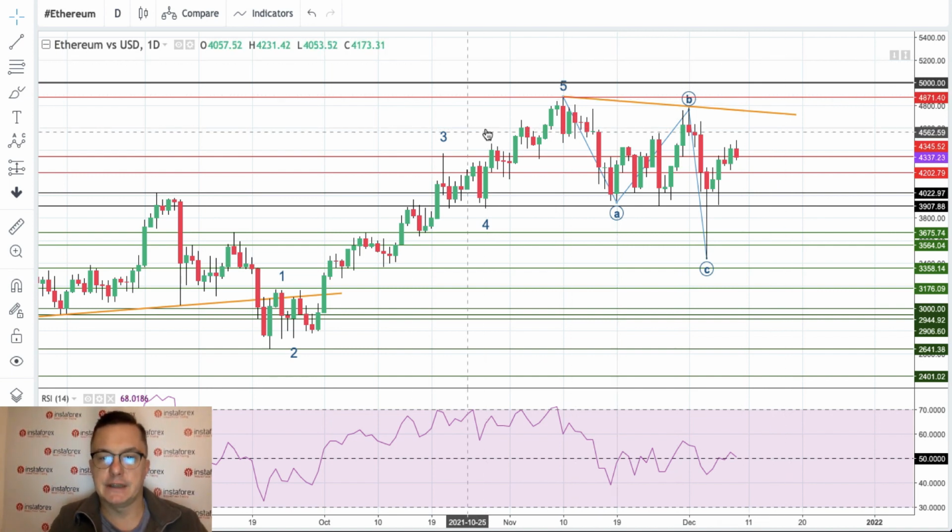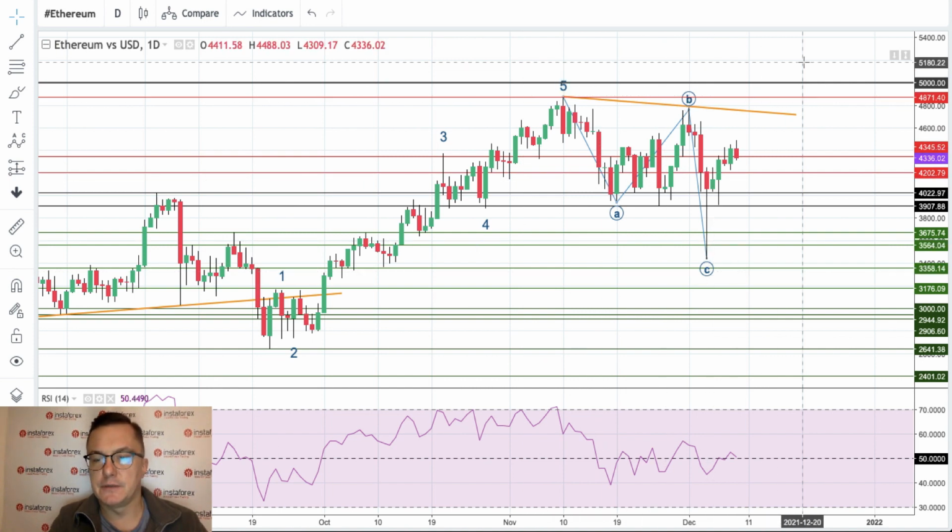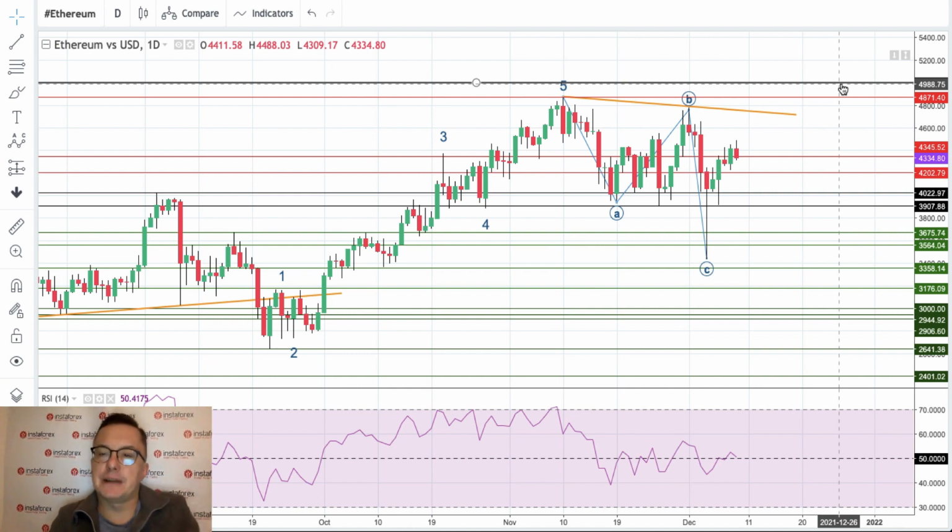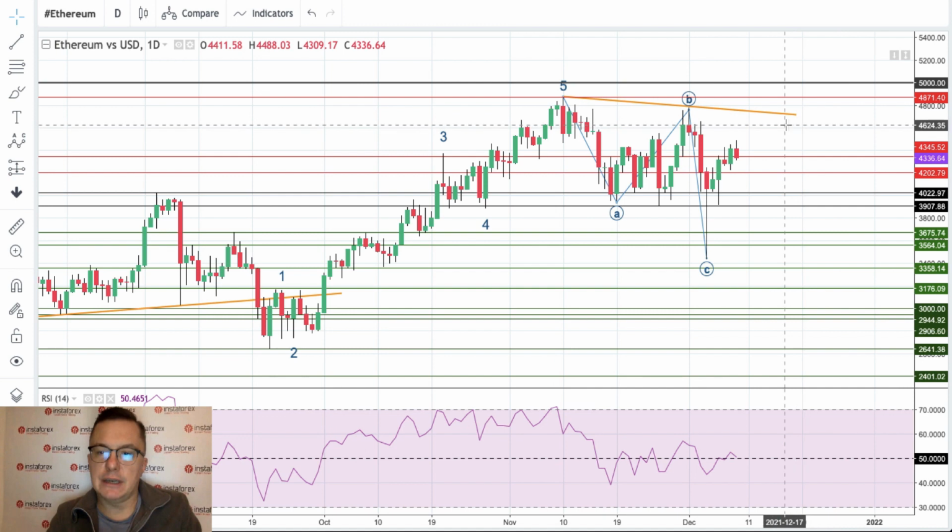So if this is, let's say, wave 1, this is ABC corrective wave 2, we are now looking for wave 3 to the upside. But first we need to break above this golden trend line, and we need to break above the wave 5 high, which is at the level of 4,863. Target 5,000, but that's not enough, and it looks like the price of Ethereum can go way above $5,000 if this scenario is correct.